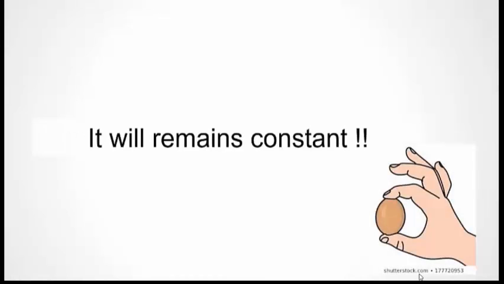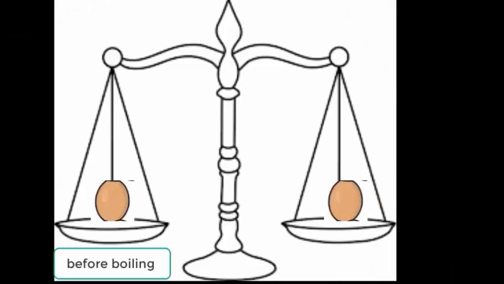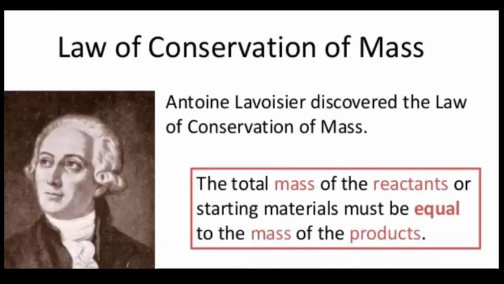Well, the mass of the egg will remain constant. The mass of an egg before boiling is equal to the mass of an egg after boiling. This is an important rule in chemistry, discovered by the chemist Antoine Lavoisier, who said that the total mass of the reactants, or starting materials, must be equal to the mass of the products produced during a chemical reaction. And this law is known as Lavoisier's law.